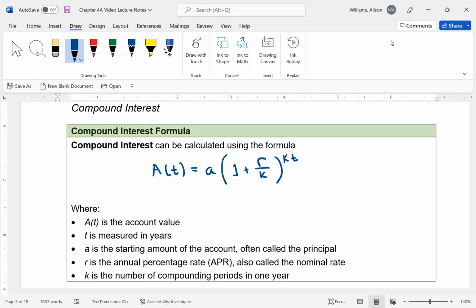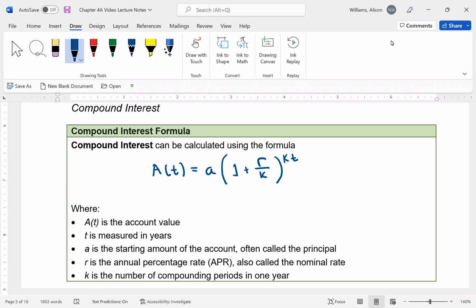A of t is the account value, t is measured in years, little a is the starting amount, r is the percent or rate, and k is the number of compoundings in 1 year. So briefly, compound interest is the idea that interest is being earned, but it's being earned often more than once a year. So like a credit card has compound interest every month. Every month you're going to be charged interest. So that kind of interest has an interesting kind of way of playing out.